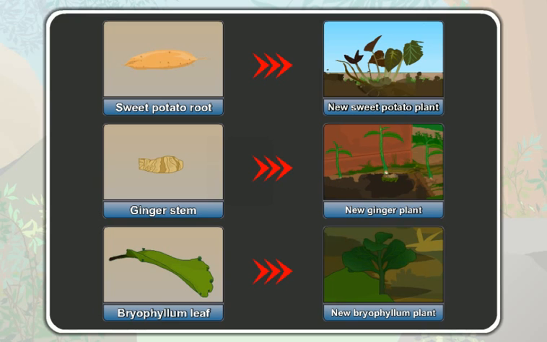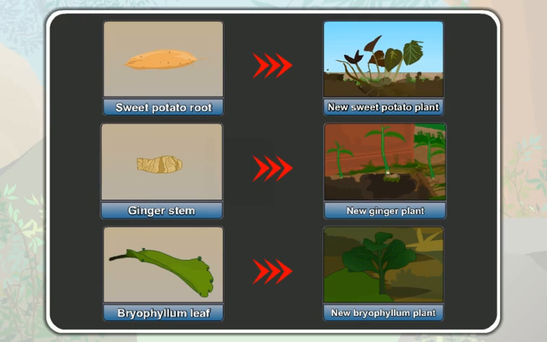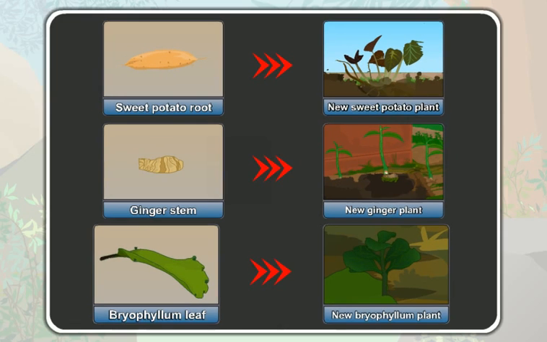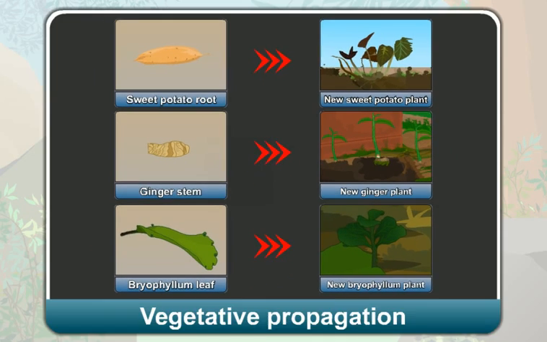Now you know about the reproduction of plants from the roots, stem, and the leaves. The reproduction of plants from the root, stem, and leaves is also known as vegetative propagation.